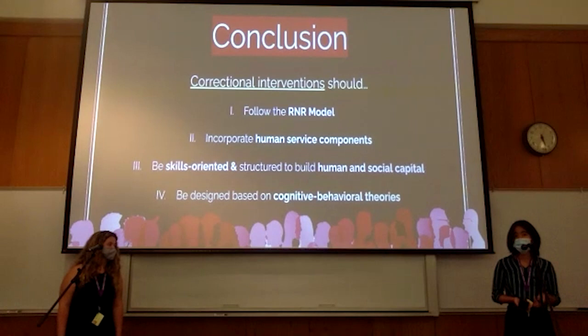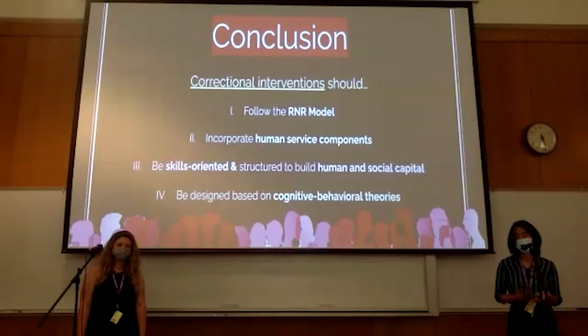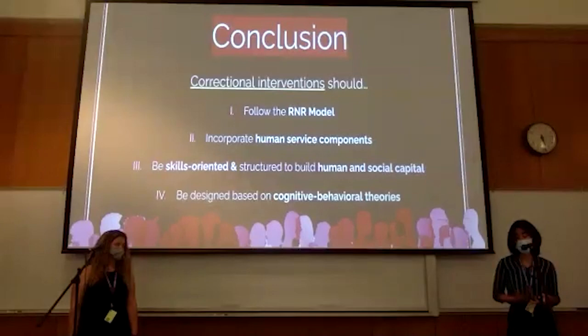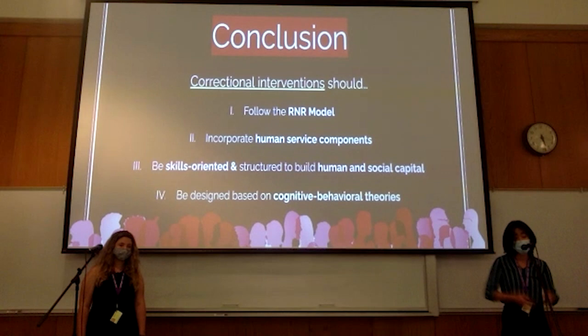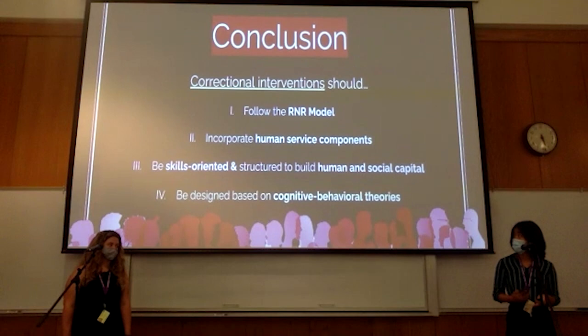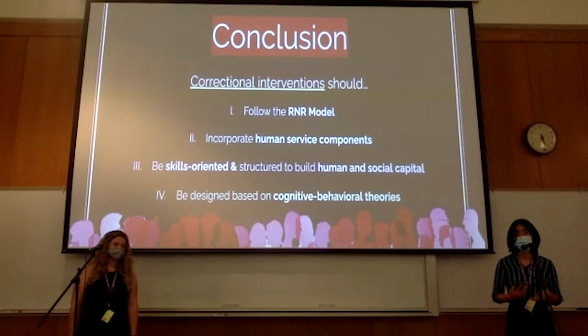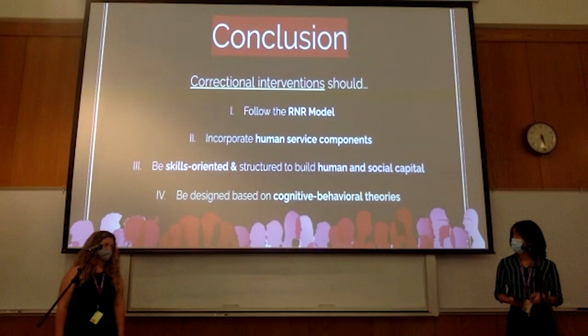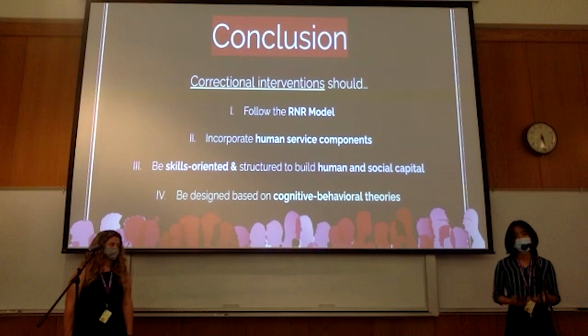So what did we conclude? We concluded that effective correctional treatment should follow four principles. First is the RNR model, as we mentioned before: risk, need, responsibility. The second is incorporating human service components, meaning that they should be individualized and targeted towards that individual. Thirdly, be skills-oriented and structured to build human and social capital for that ex-convict so that when they reintegrate into society, they can build a stable life. And lastly, they should be designed based on cognitive behavioral studies. So not coming in with the assumptions that people cannot change and recognizing that we need to adjust what we're doing for them to fit their current need.